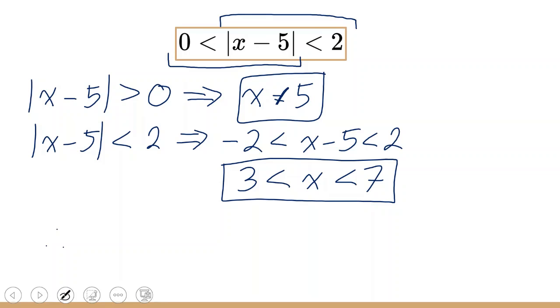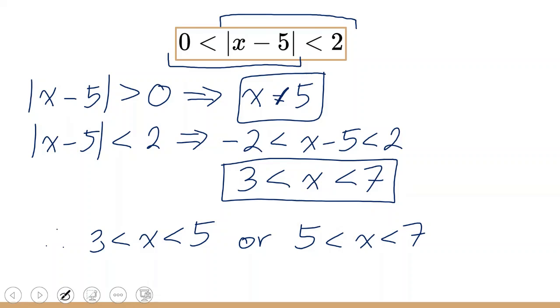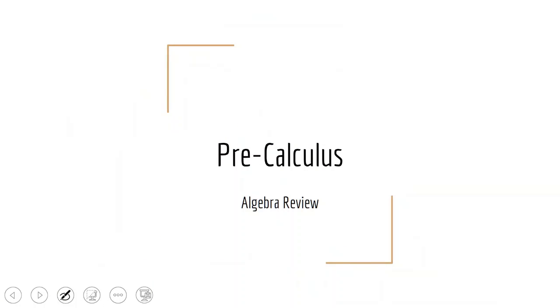Okay, so I can see that x is either between 3 and 5, or is between 5 and 7. And here are the solutions for this inequality. And so that wraps up our algebra review. Next time we will be going into quadratic equations.